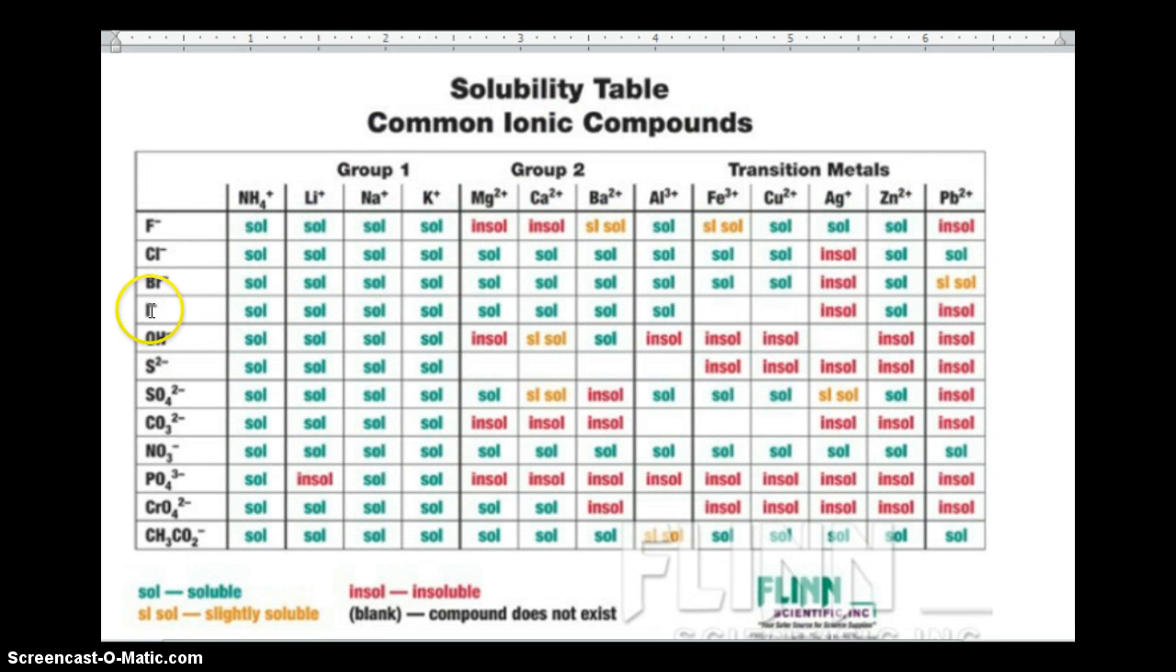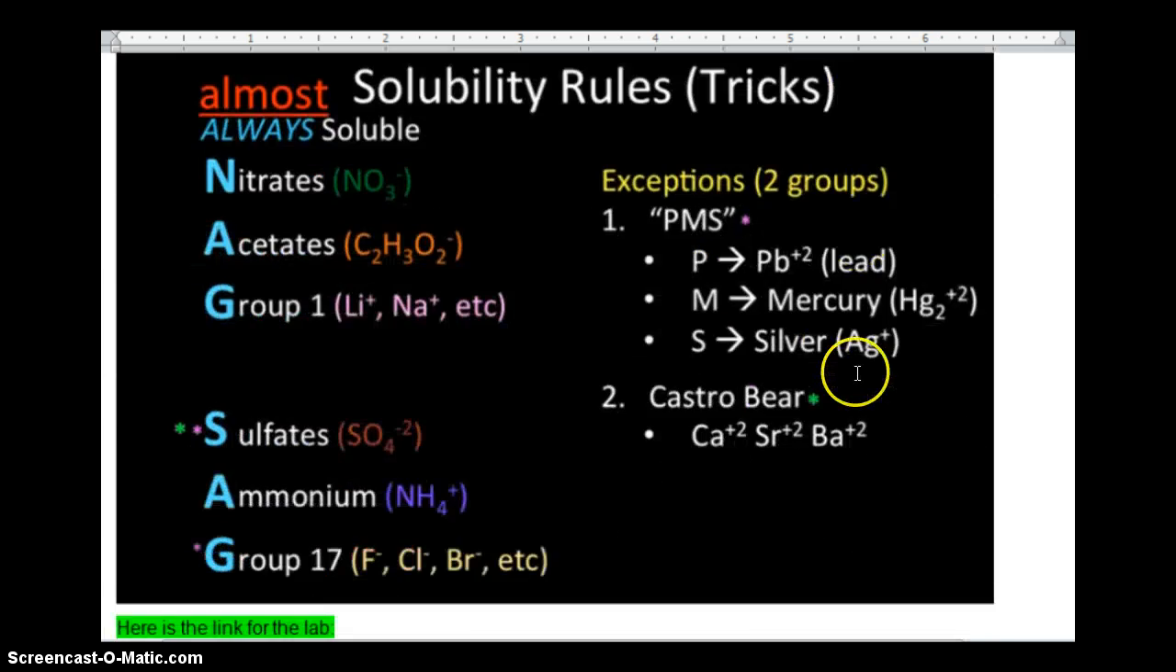So if I say I put iodine with silver, is it going to make a chunky precipitate? Iodine, I go all the way across to silver. It's insoluble, so I will make chunky precipitates. So that's what we're going to use when we do our lab.